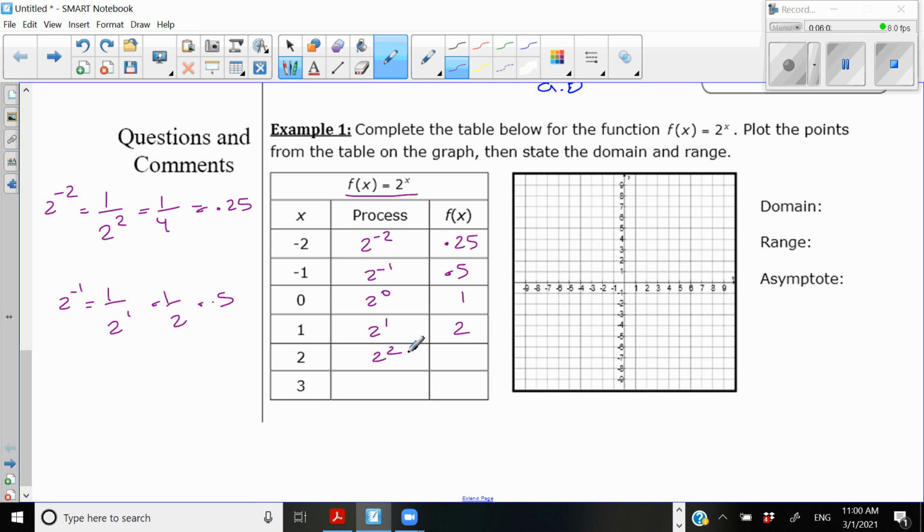2 to the power of 2 is 4. 2 to the power of 3 is 8. So now I can plot the points here and graph my function. When x is -2, y is 0.25, somewhere like here. X is -1, y is 0.5. X is 0, y is 1, x is 1, y is 2, x is 2, y is 4, and x is 3, y is 8.